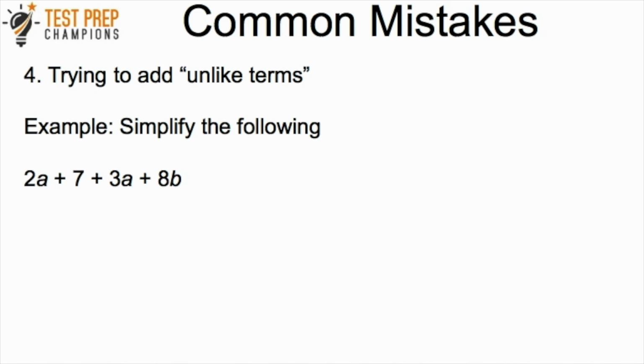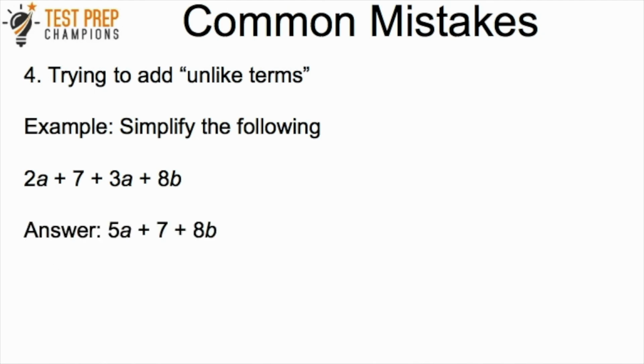So to illustrate what I mean, here's another example, and I'd like you to actually pause the video and try to simplify the following. You've got 2a plus 7 plus 3a plus b plus 8b. Try to simplify this question, keeping like terms in mind, and test yourself to see if you really understand what I mean by like terms. And if not, that's okay too. You're going to learn.